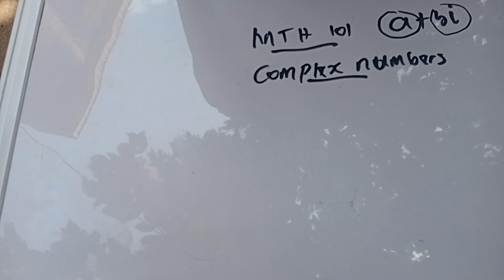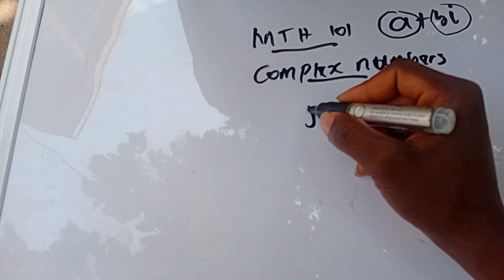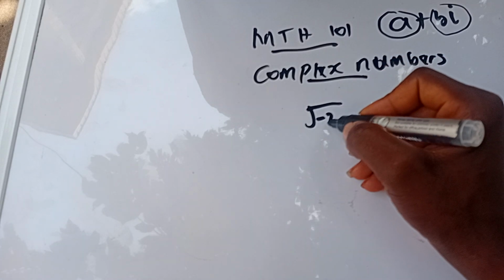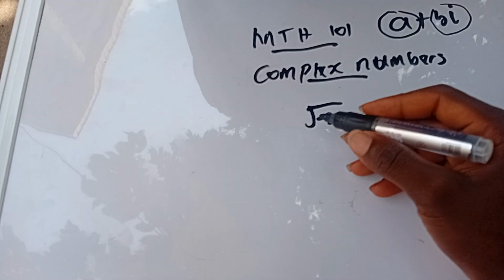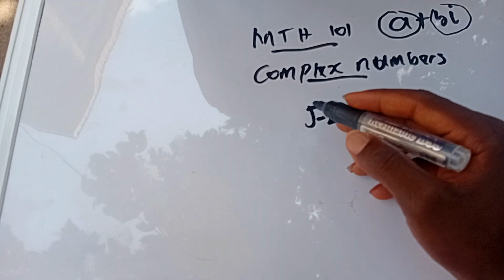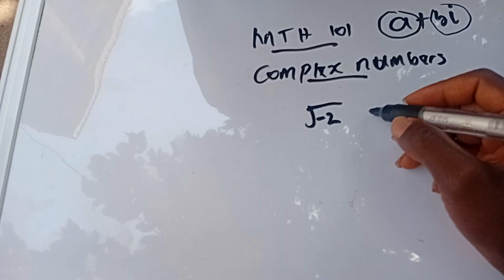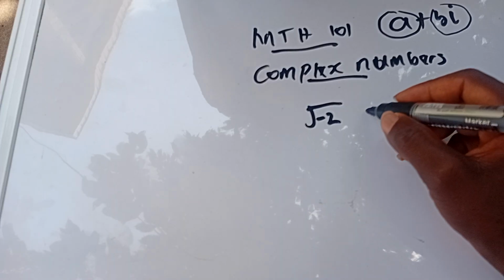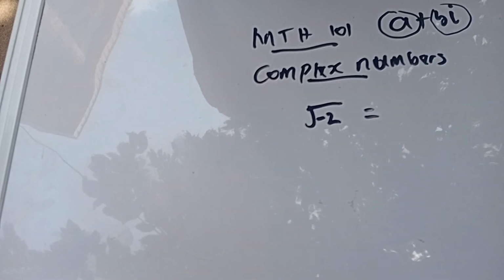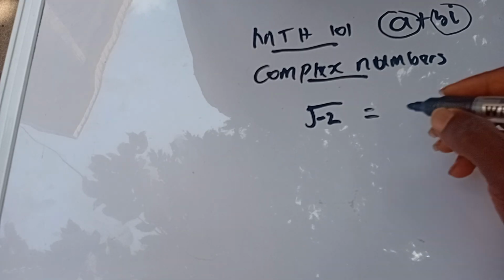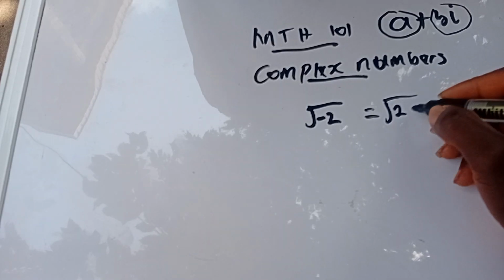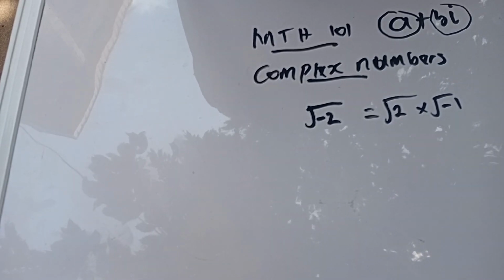For instance, if I say what is the square root of minus 2? If you have an even root of a negative number, that's where the issue of complex numbers comes in. Since this one doesn't have a direct answer, because you can't multiply any number by itself twice to produce minus 2, you can split this into root 2 multiplied by root minus 1. Are we together?